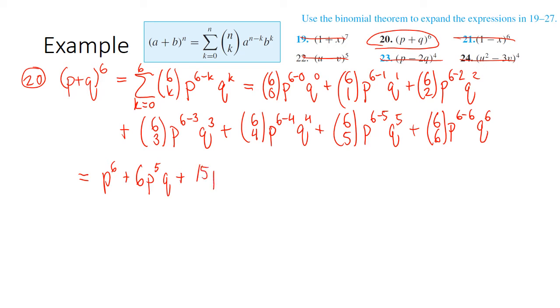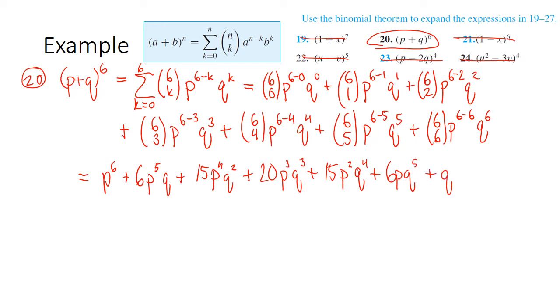So this is 15 p to the 4, q to the 2. And then after 15 is 20. So this is 20 p to the 3, q to the 3. And then it goes in reverse order again, so 15 comes again, then 6 again, and then 1, and then p to the 6 minus 6 is just 1. Okay, so this is my final answer here.